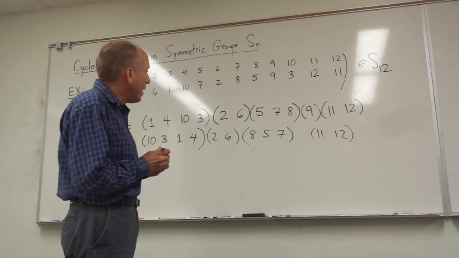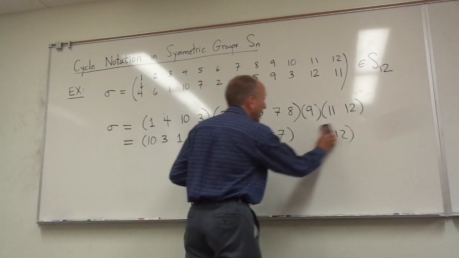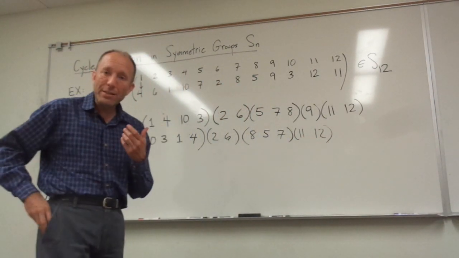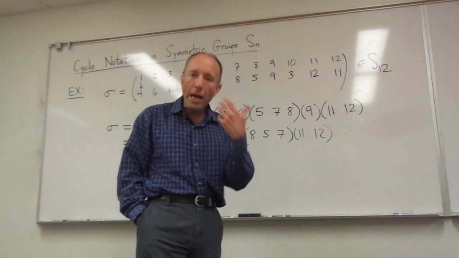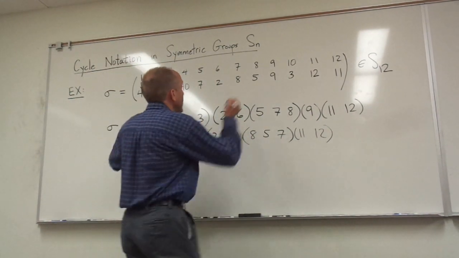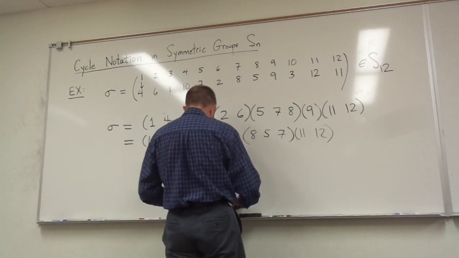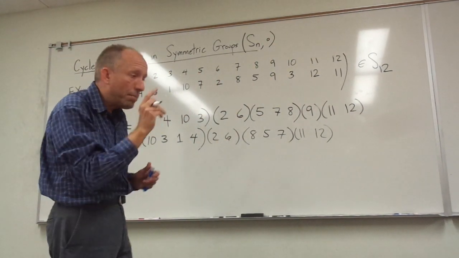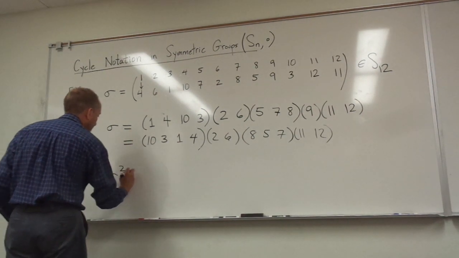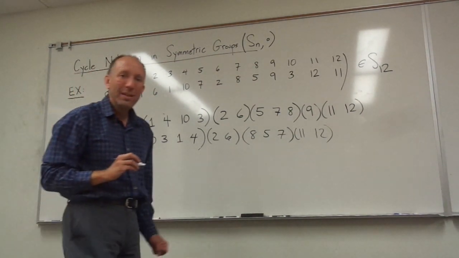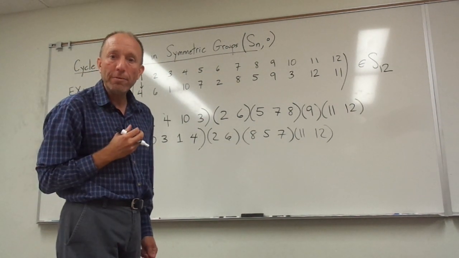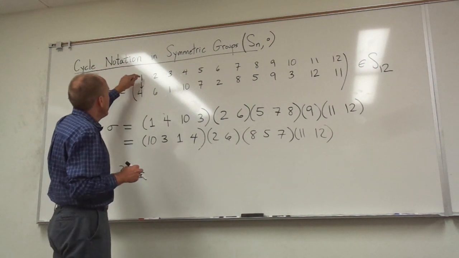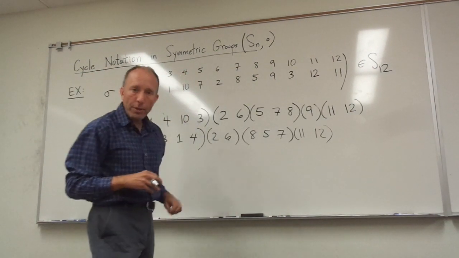Okay? Now, why do I like having this cycle notation down here so much? Well, it turns out it makes things a lot easier to apply the operation in Sn. Remember that Sn is a group under composition. So, you have composition of functions. Let's imagine for a minute that I wanted to know what sigma squared was, right? I want to multiply sigma by itself.